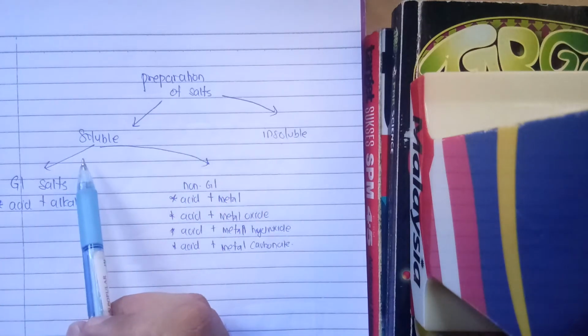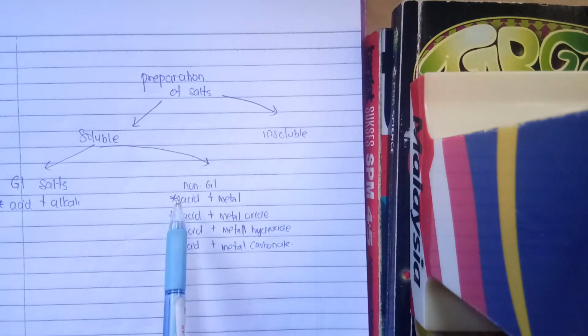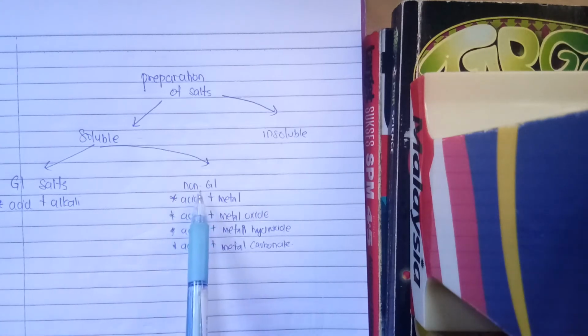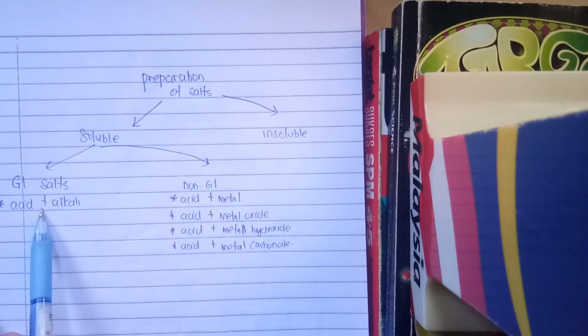For the soluble salts, how to prepare them, we will split into two: group 1 salts, for example potassium, sodium, lithium, and non-group 1 salts, meaning all metals other than group 1. For group 1, you can only have a reaction of acid plus alkali, which we call a neutralization reaction, the one that you learned in the previous chapter.